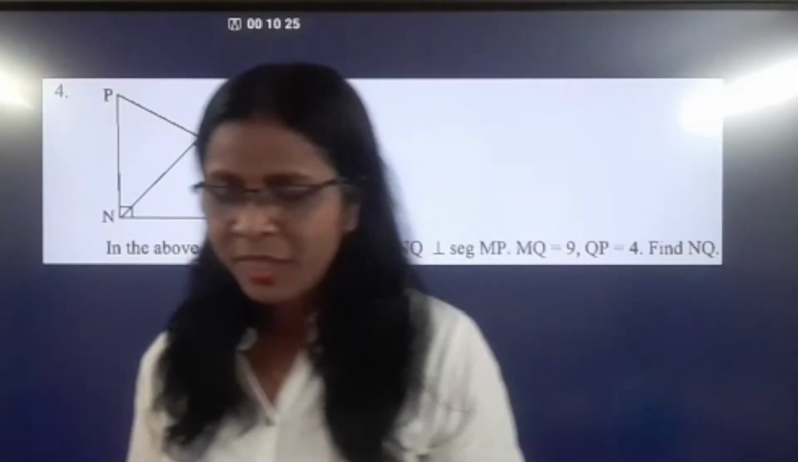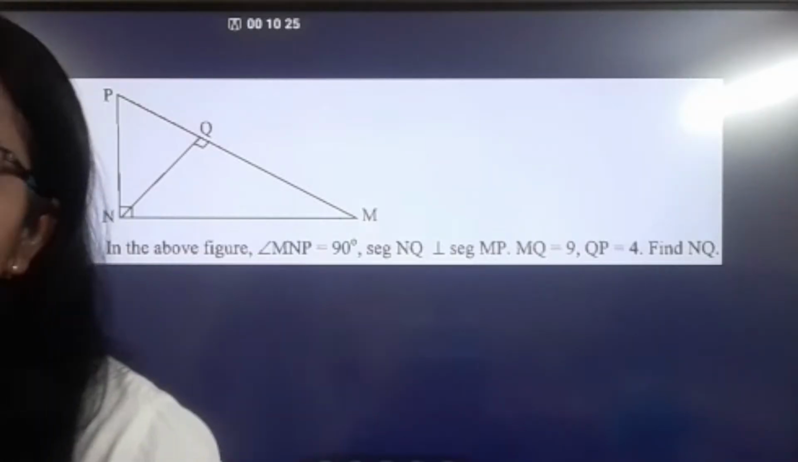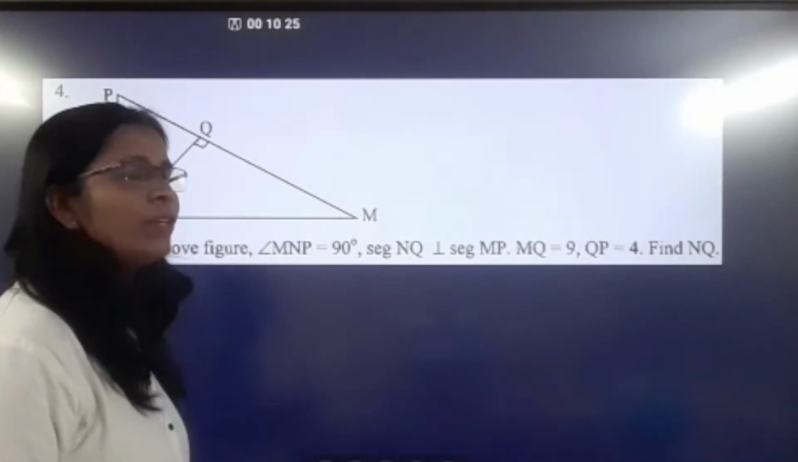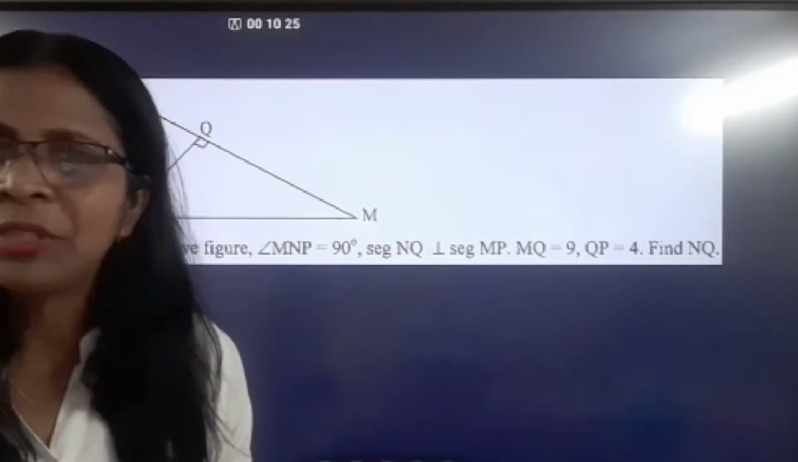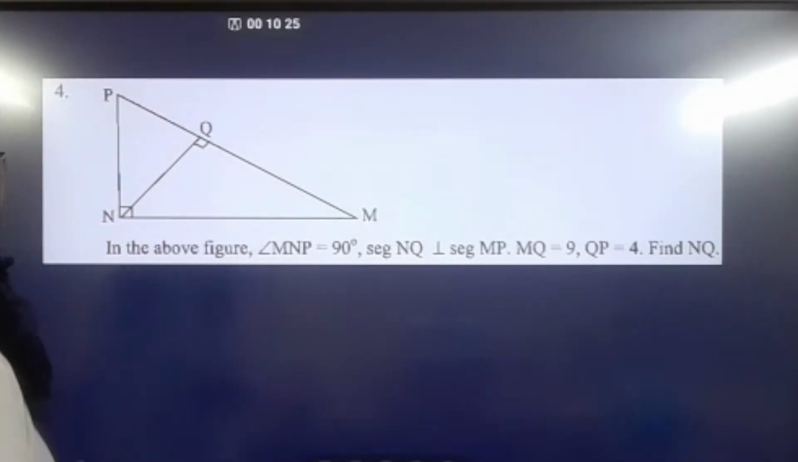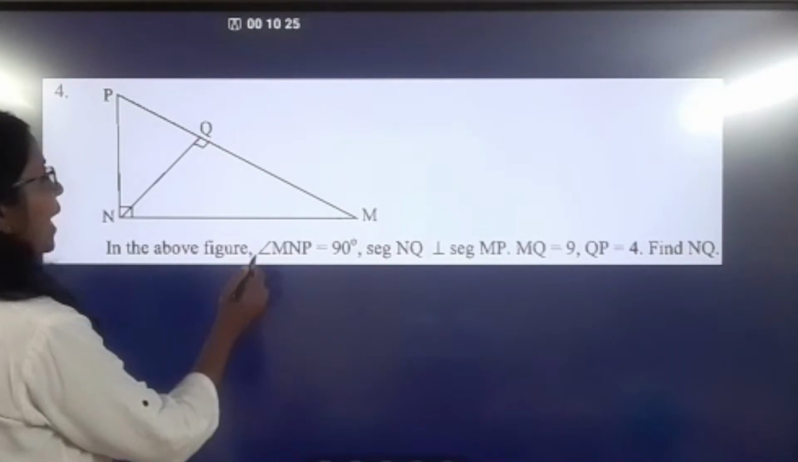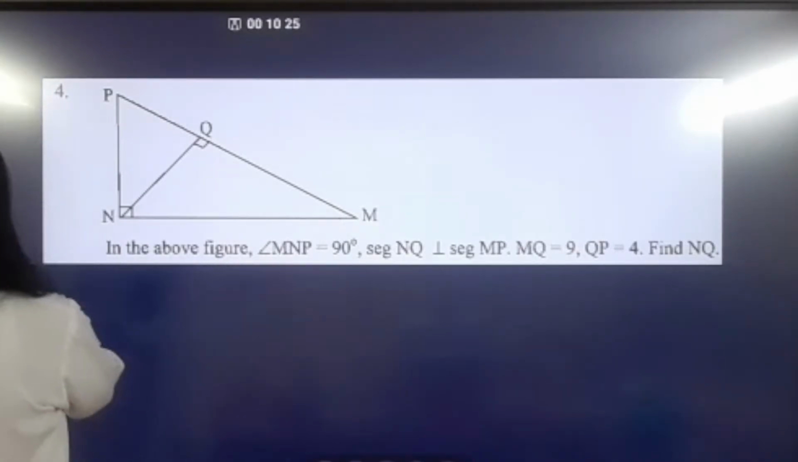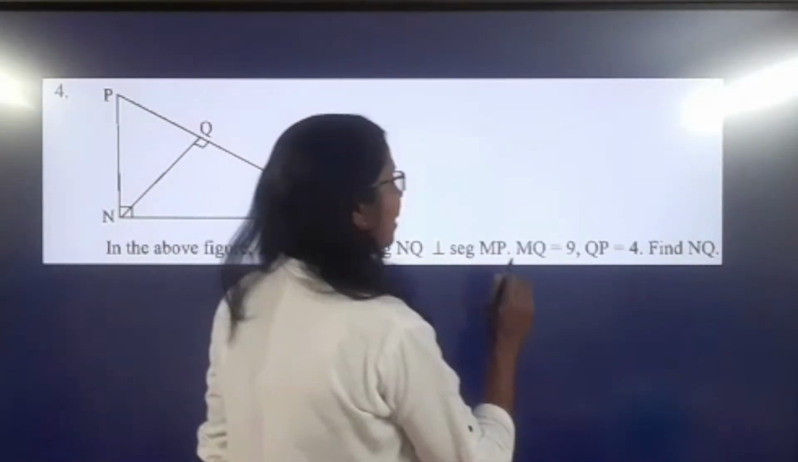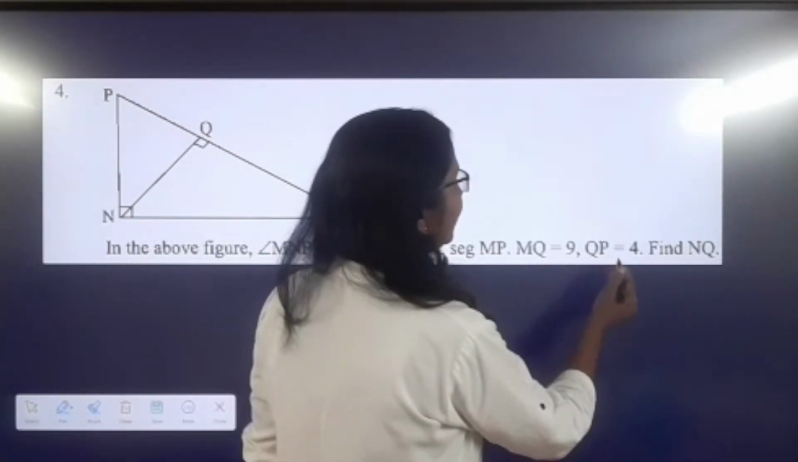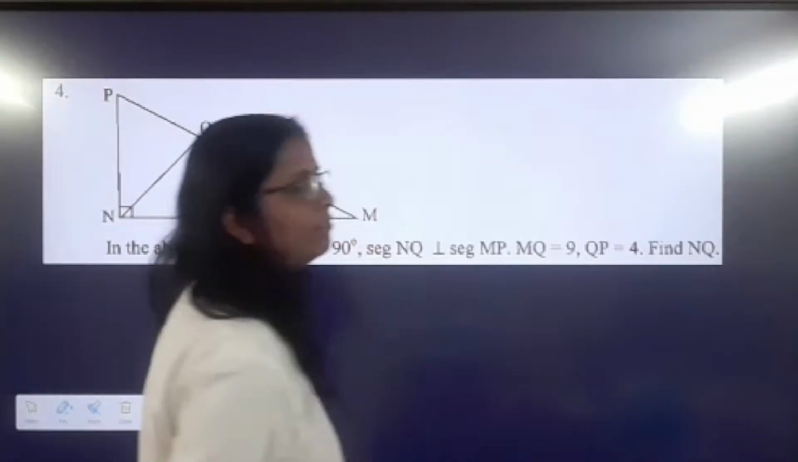Here the question is, I think, question 2b. The third one, and no, here students, this is the fourth question. In the above figure, angle MNP is equal to 90 degrees. Segment NQ is perpendicular to segment MP, MQ is equal to 9, QP is equal to 4. Find NQ.